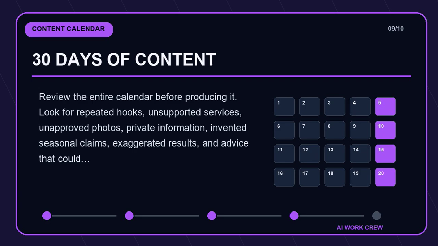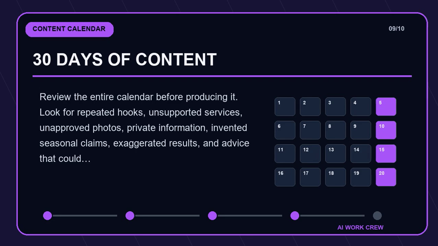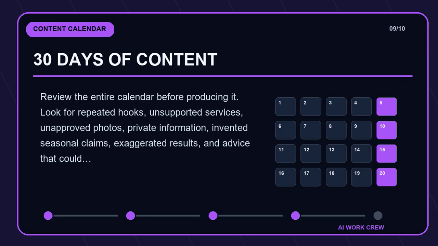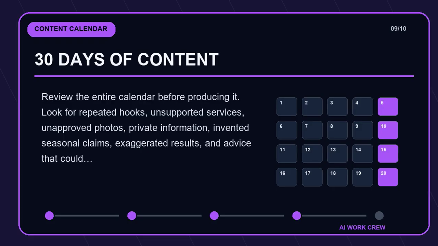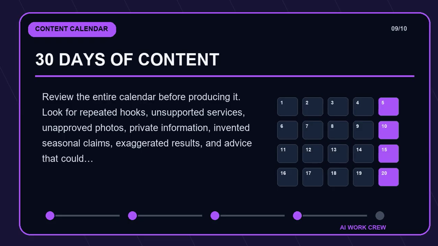Then label each item as ready, needs assets, needs verification, or replace. This review protects you from creating 20 drafts around a bad assumption. AI can help flag problems, but you make the publishing decision.